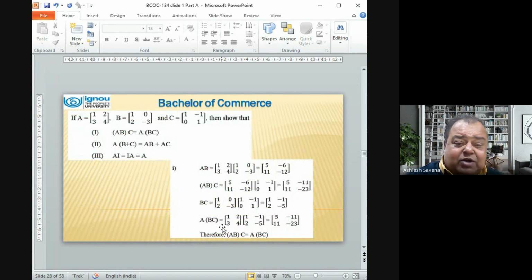I would like to request any one of you who can explain to me how this has been performed. Part 1 has been performed. Anyone from you? You have 3 matrices A, B, and C. You have to show that AB into C is equal to A into BC. Now I want any one of you to tell me how this has been performed. All the steps and the methods are in front of you. Just let me know how it has been performed.